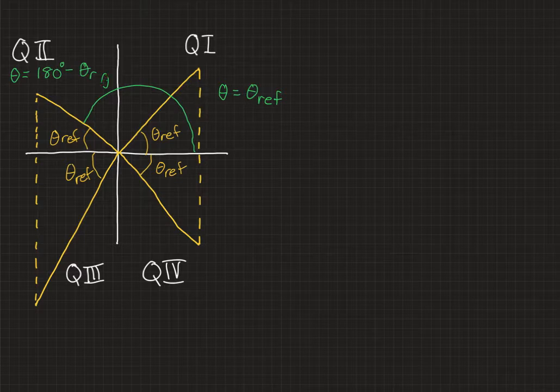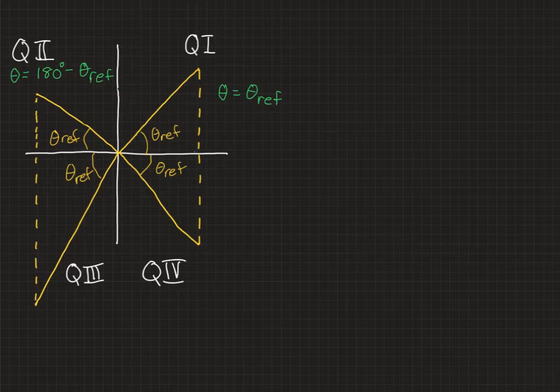Let me get rid of that right there. Okay. 180 minus your reference angle. You may notice that this bow tie is lopsided. That's because it doesn't matter what your reference angle is. These standard angles will still be calculated using the formulas I'm writing.